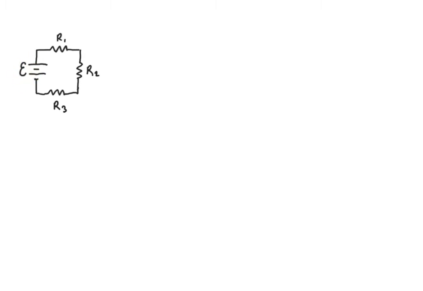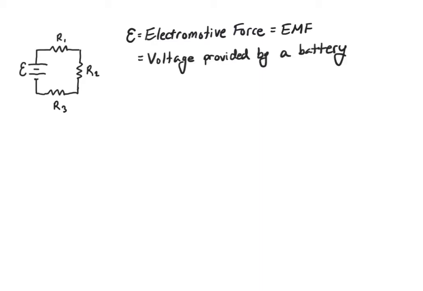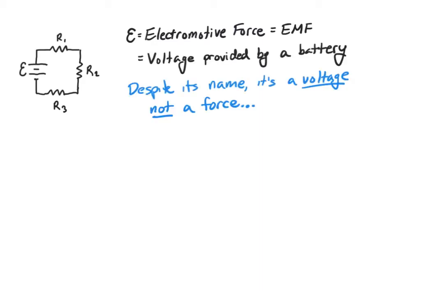This E stands for a term, electromotive force, or EMF, and it basically means the voltage provided by a battery. It's another term that you might encounter, and I think it's worth at least being aware of. It's actually kind of useful because it allows us to express the voltage across a battery in a notation that can't really be confused with the voltage across a resistor.